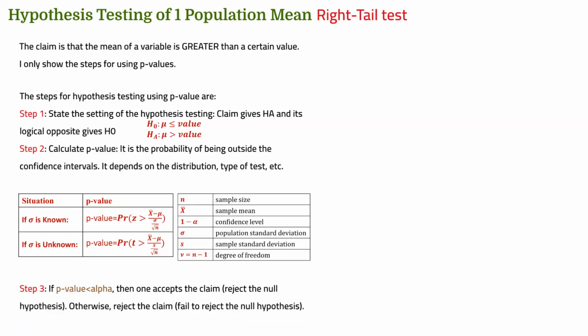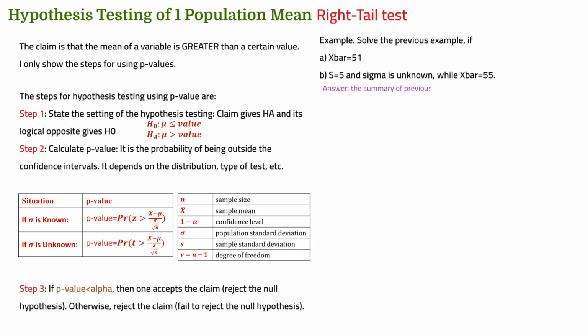Still on the right tail test for one population mean, all the steps are here. And we see another example that we solved in the previous example. If x bar is 51, and s equals 5 and sigma is unknown, while x bar is 55. The summary of the previous example is as follows.